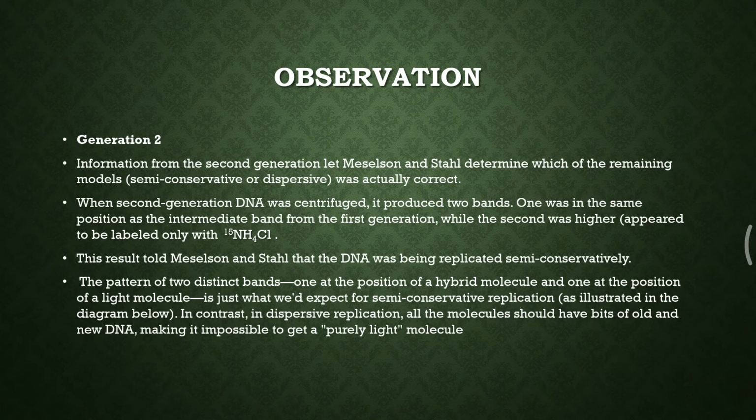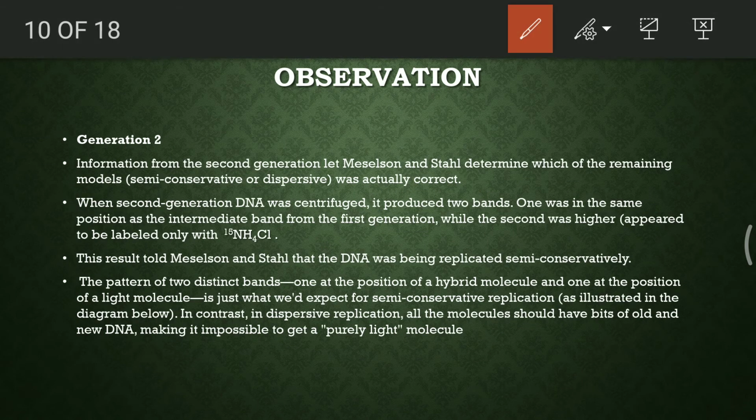In the next generation, we see certain different observations. The information from the second generation let Meselson and Stahl determine which of the remaining models, semi-conservative or dispersive, was actually correct. So now the concept was very clear that it is not the conservative model. It is either the semi-conservative or dispersive model of DNA, which we are trying to understand.